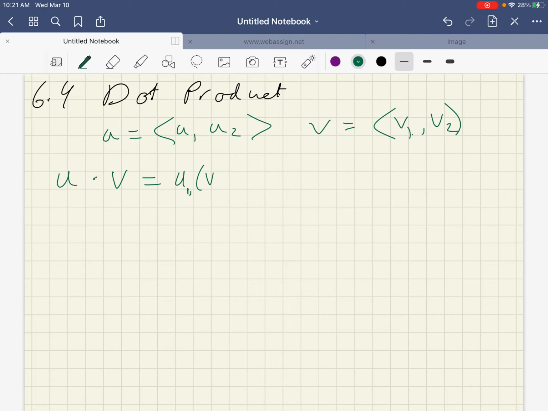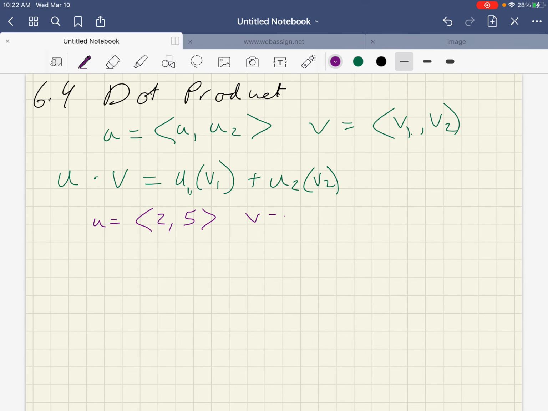And what that means is you're going to take the first component of your first vector, so your u sub 1, and multiply it by the first component of the second one, plus the second components multiplied together. So u sub 2 times v sub 2. And if you had a third piece, you could add that third piece in also, if you had a 3D vector.